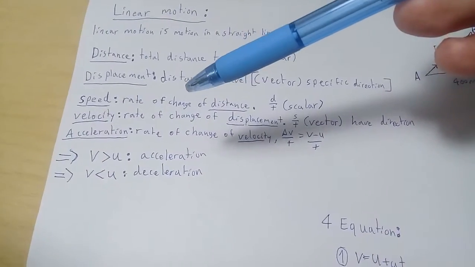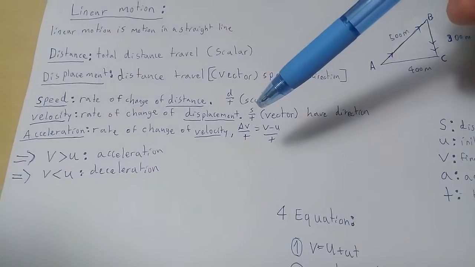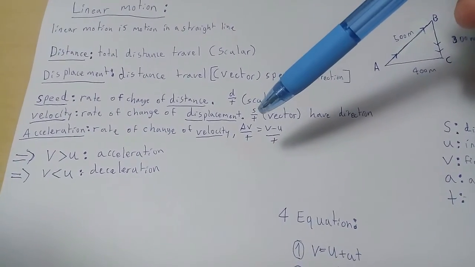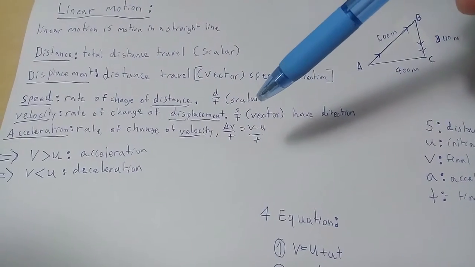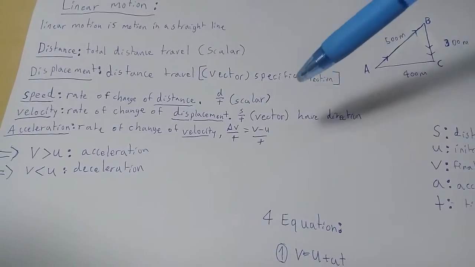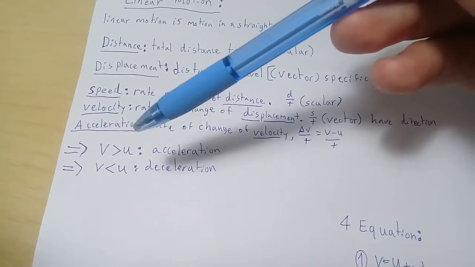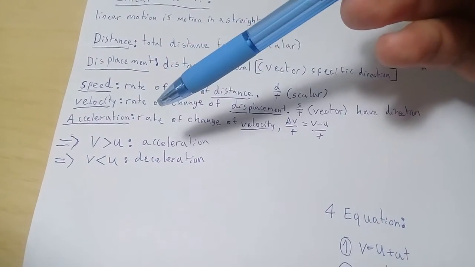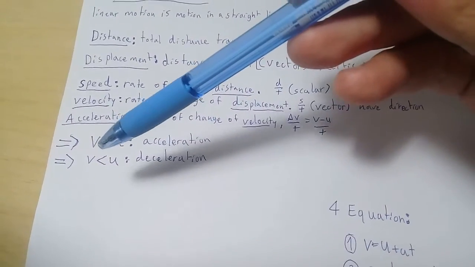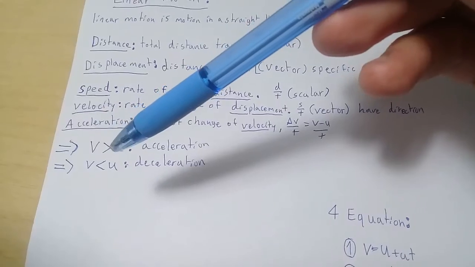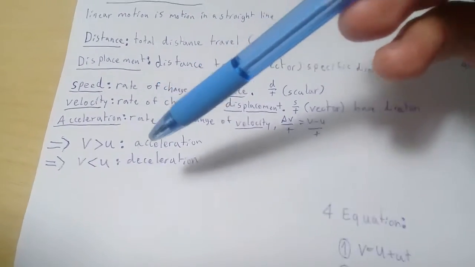Next, acceleration is the rate of change in velocity. You can find acceleration with delta v over t, which is equal to final velocity minus initial velocity over time. If final velocity is greater than initial velocity, that means there's acceleration. If final velocity is less than initial velocity, that means there's deceleration.